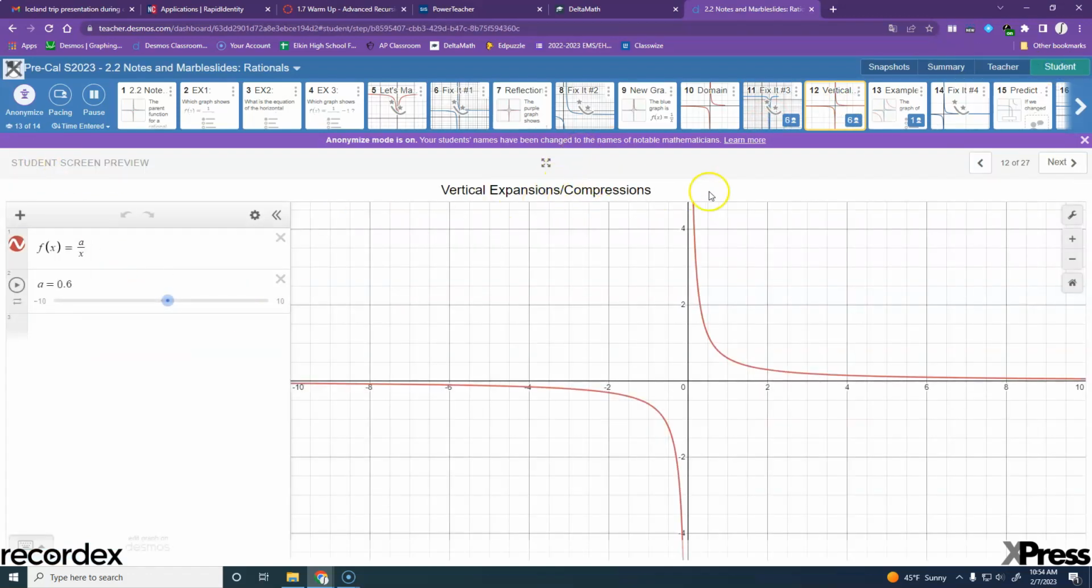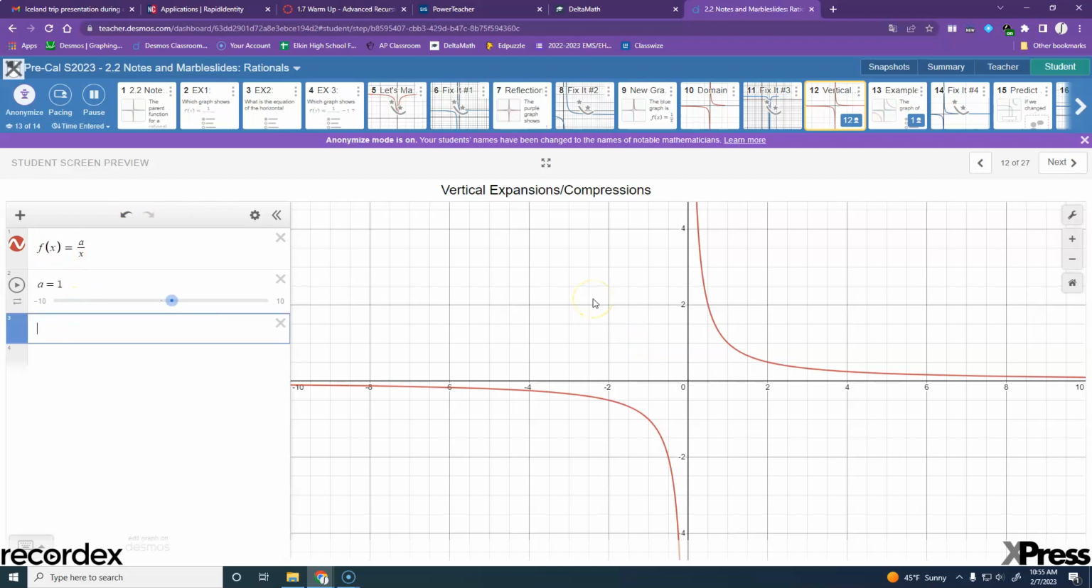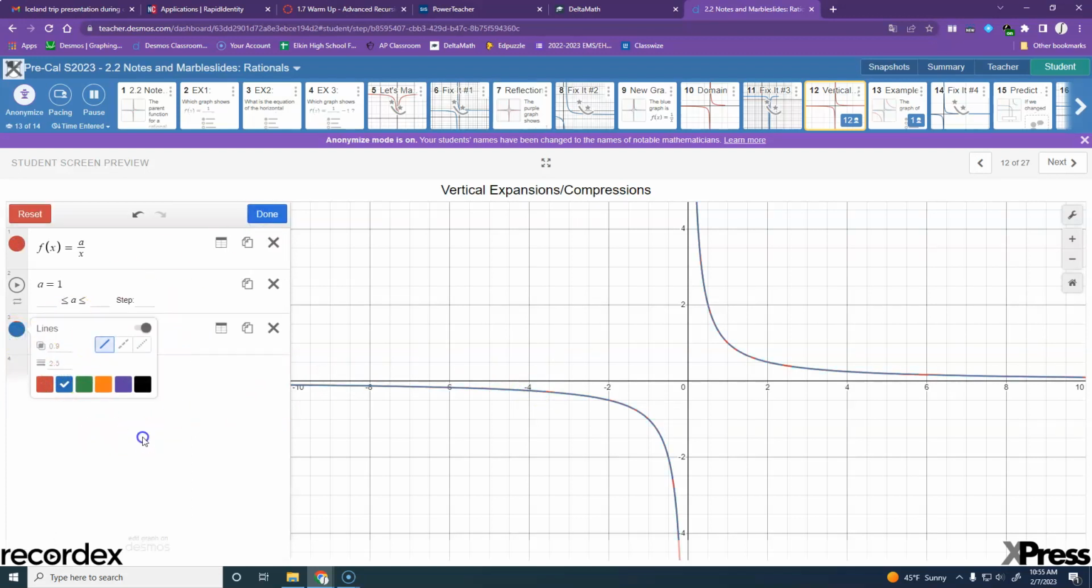Vertical expansions and compressions. Sometimes we might need to stretch this out or shrink it down. What I've put on this slide is f of x equals a over x. The number that you put in the top of that function, if I want the parent function, let me graph g of x equals 1 over x. I'm going to change its color to blue so you can see. That's the parent function there.